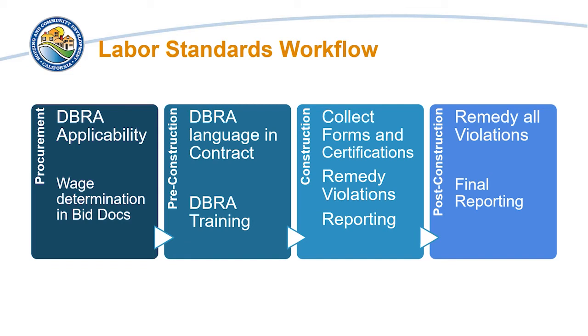Contractors and subcontractors should be provided training on how to comply with Davis-Bacon requirements, including the submittal of weekly certified payroll reports. After construction begins, and throughout the remainder of the project, grantees must collect and review certified payroll reports and related documentation, perform employee interviews, and provide written notification to contractors to remedy underpayments and other violations, and report labor standards violations on a semi-annual basis.